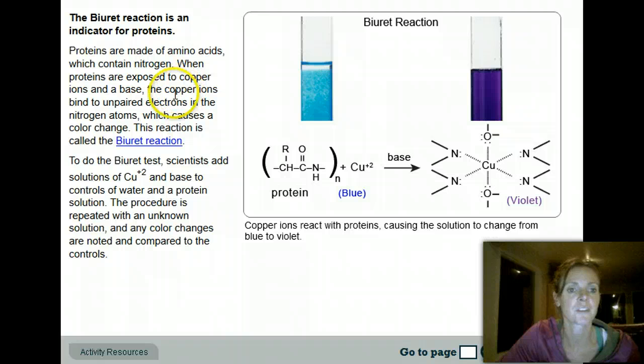When proteins are exposed to copper ions and a base, the copper ions bind to the unpaired electrons in the nitrogen atoms, which causes a color change. This is called the Biuret reaction. So the Biuret solution actually is this color, okay? It's this kind of a light blue.